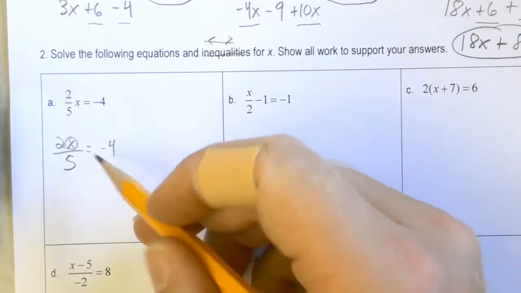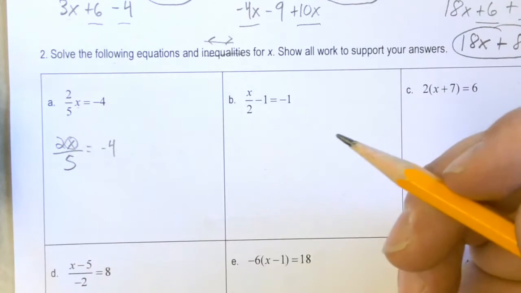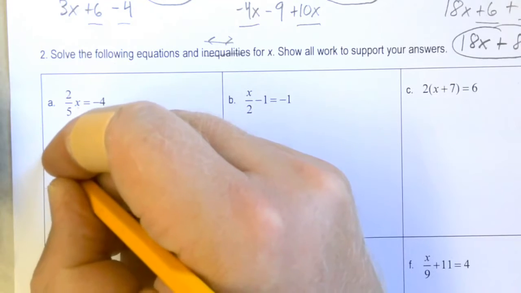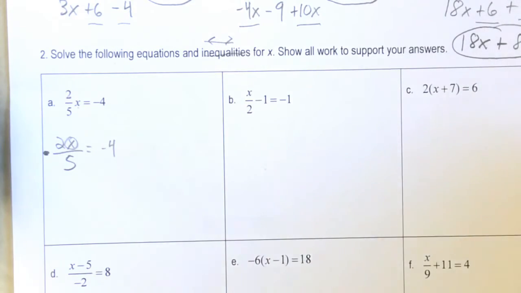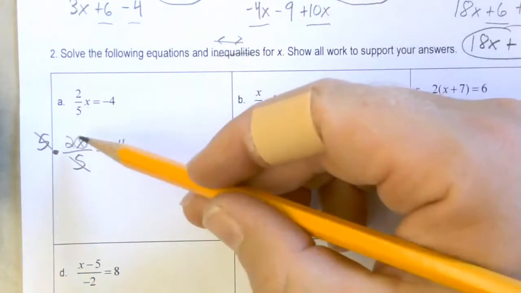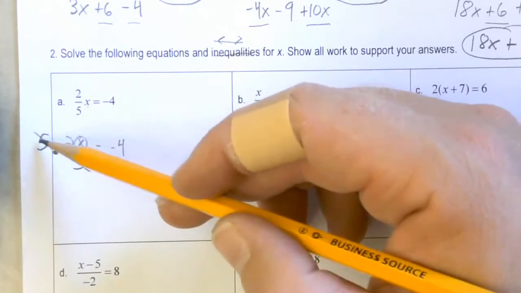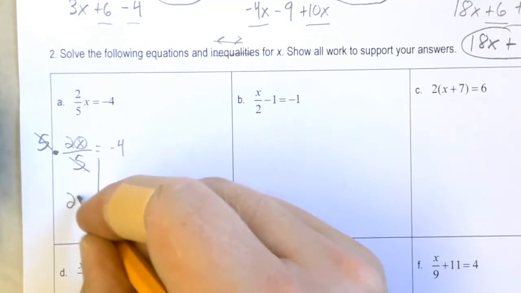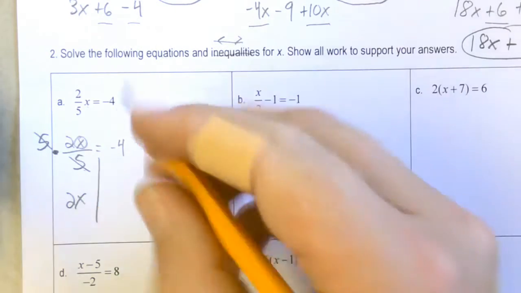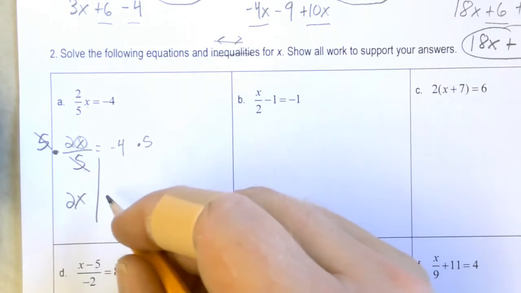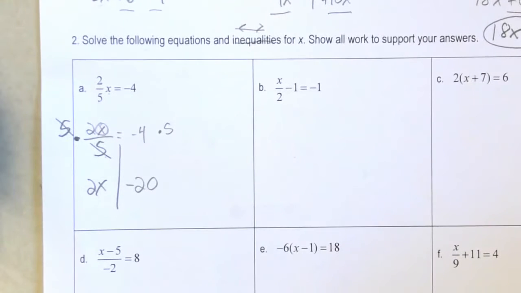Very first thing I need to do is get rid of that dividing by 5. I want to get rid of the fraction. Any fraction that I get rid of can be done by multiplication. Multiply by whatever's on the bottom. So if I multiply by 5, those 5s, boom, they're gone, just like that, right? This does not become 10x if I multiply. If I multiply by 5, it gets rid of the 5 in the denominator. That becomes just 2x. If I multiply by 5 on that side, I got to multiply by 5 on this side. -4 times 5 is -20. See how that fraction is gone now?